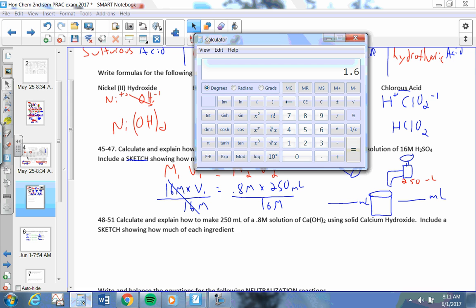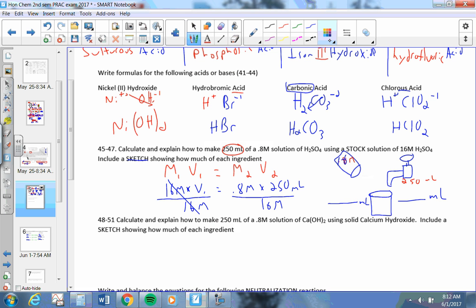Calculator. 0.8 times 250 divided by 16 equals 12.5. It's some strong stuff. 12.5 milliliters is all I need to make that weak acid. Some people ask me, do I have to change that to liters? I don't, because I want to know how many milliliters, so if I start with milliliters, I can end with milliliters. So 250 milliliters is what we want total, but I already have 12.5 milliliters of liquid. 250 minus 12.5 is 237.5 milliliters. It needs both the math and the drawing.